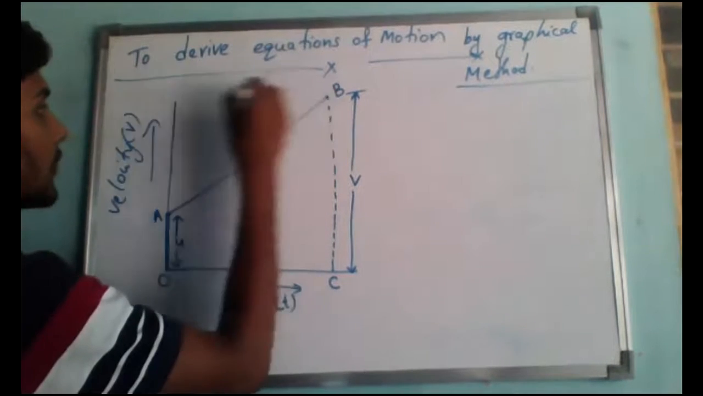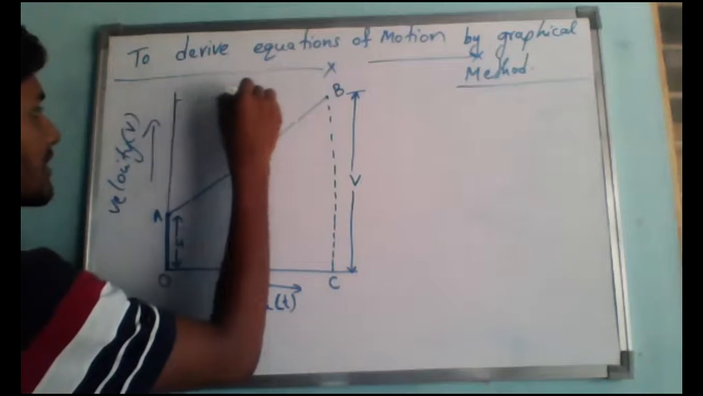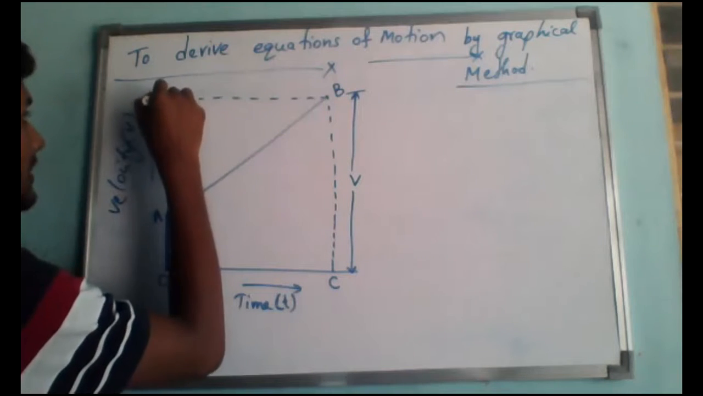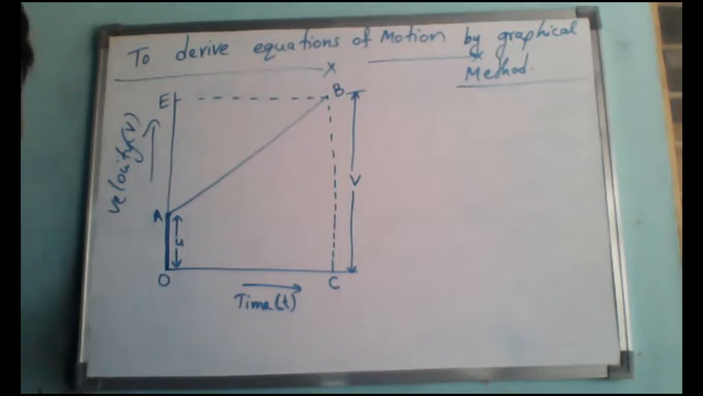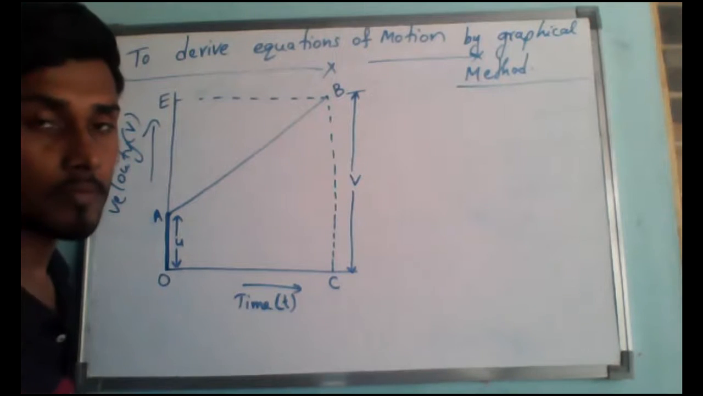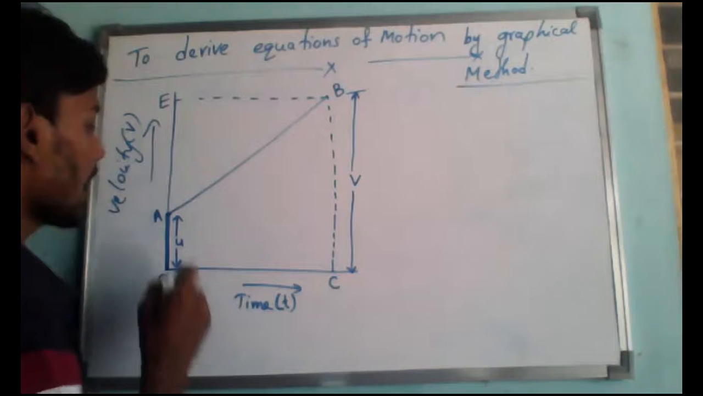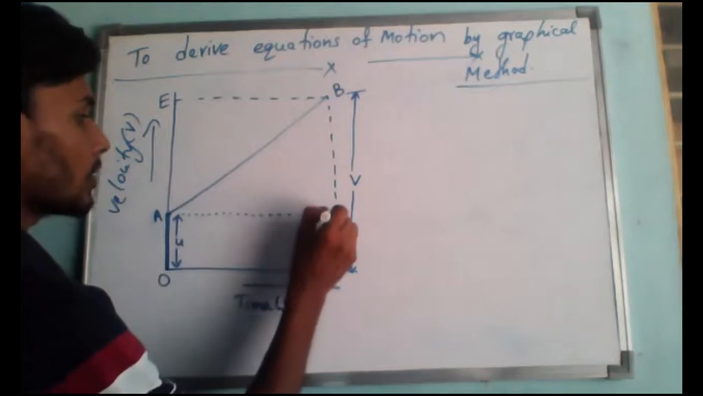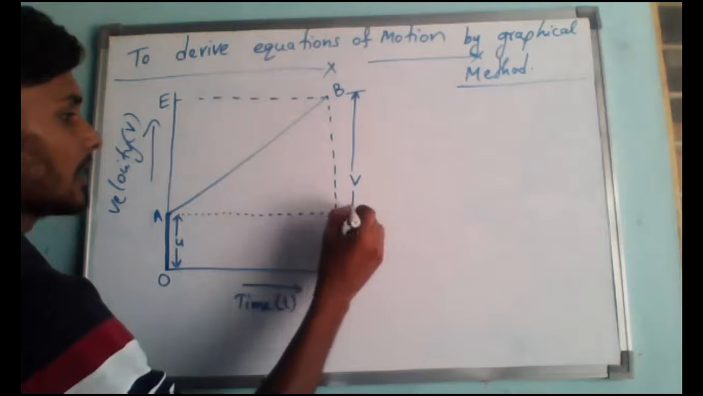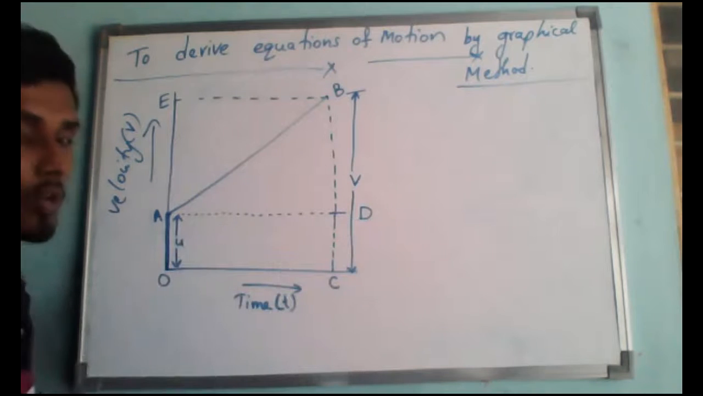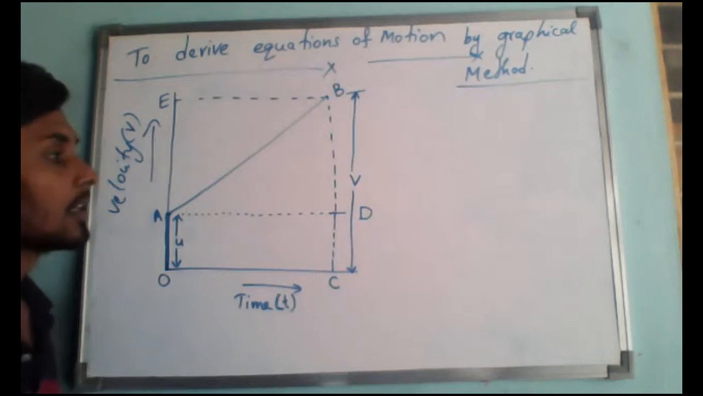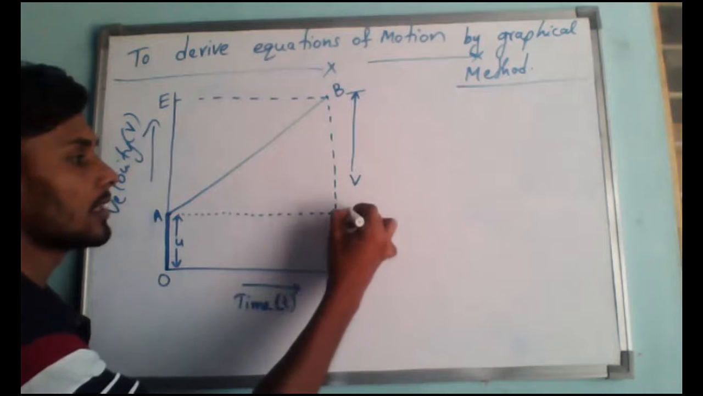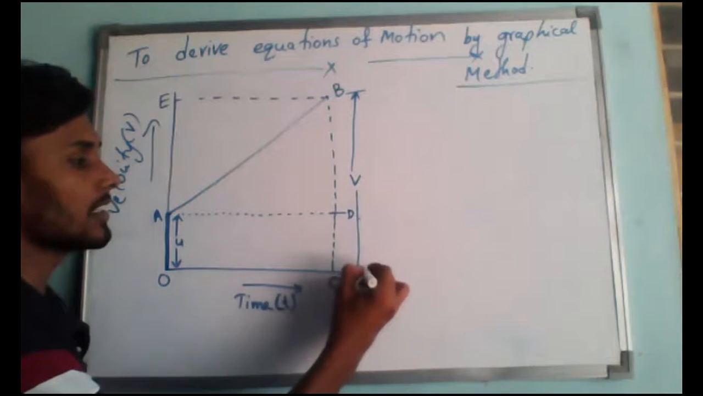Now, the same thing if we extend to the y-axis, just for line representation, let me imagine that point is E. Is it yes or no? Yes, sir. Now, from A, if I extend a line like this, it is going to cut the BC line at some particular point. Let me imagine that point is D. Do you understand what I'm doing? Yes, sir. So this point is known as D and this is the final velocity.